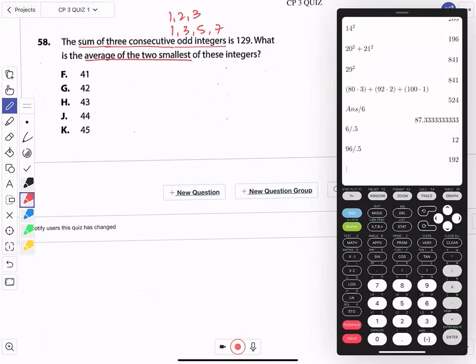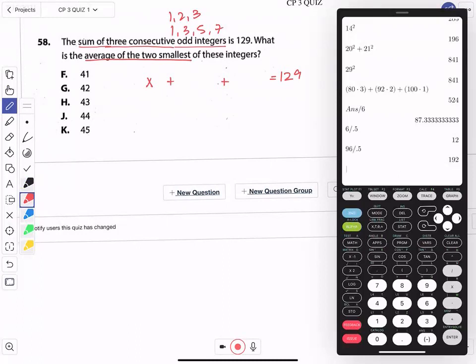Okay, I need some time to think about this problem. I would probably think of it this way, where I'm taking three things and I'm adding them together, and that gives me 129. Three consecutive integers. So I don't know what the integers are, so I'll call it x. So x is an odd integer.